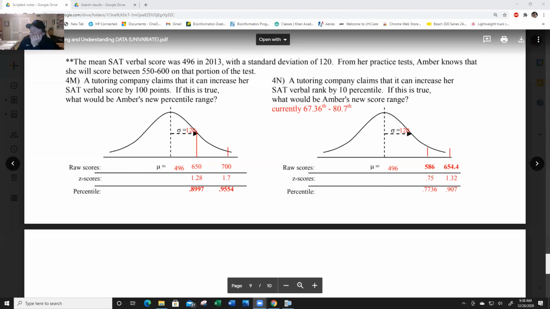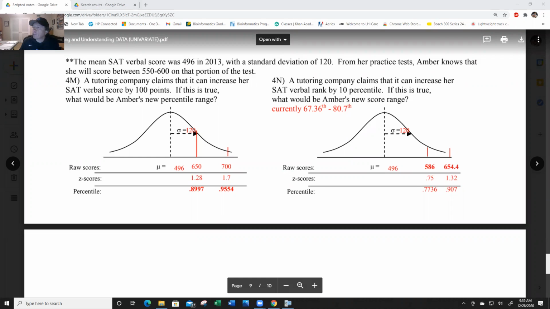Hold on one second. Okay, for this last one, I have a wrong answer. So I'm going to scratch all this out here. Oh, the horror of it. Okay, so let's look at this, okay? So it claims it can increase her score by 10%. So what we're going to do is get the percentile rank of 550 to 600.